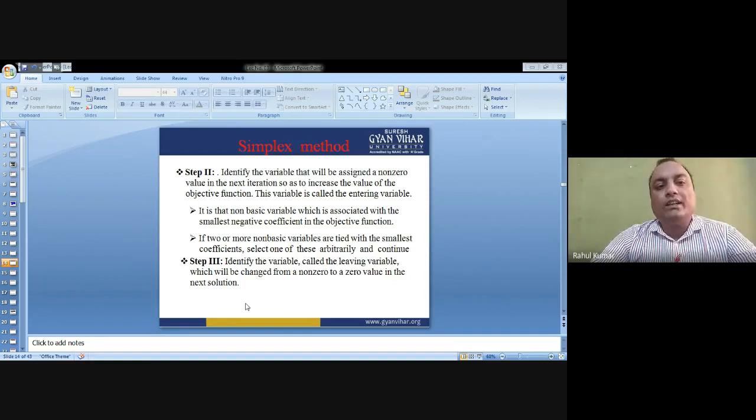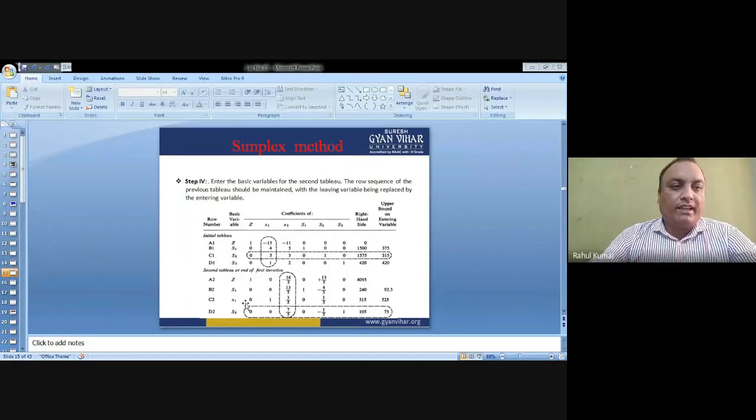Here we will identify the variable called the leaving variable, which will be changed from a non-zero to a zero value in the next solution, right? And this is step number 4 for the simplex method. Just see this slide for step number 4.